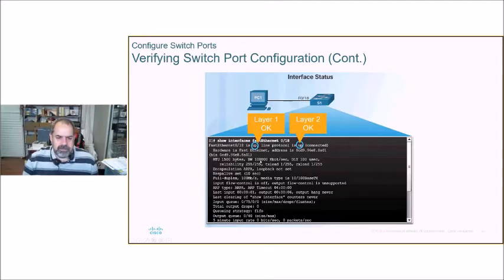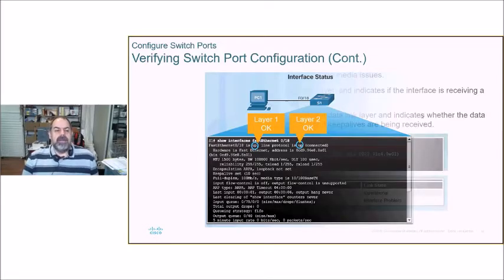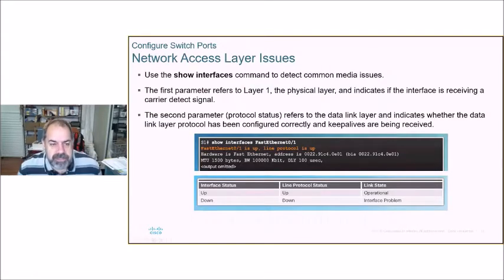Bandwidth, there you go, 100,000 kilobits, so of course 100 megabit, and so on. So yeah, you get a lot of information. As I said, it's a page full per interface. You can do the show interfaces command and give it the name, and it will basically give that information as well. The second parameter, protocol status, yeah, data link layer, as I said.